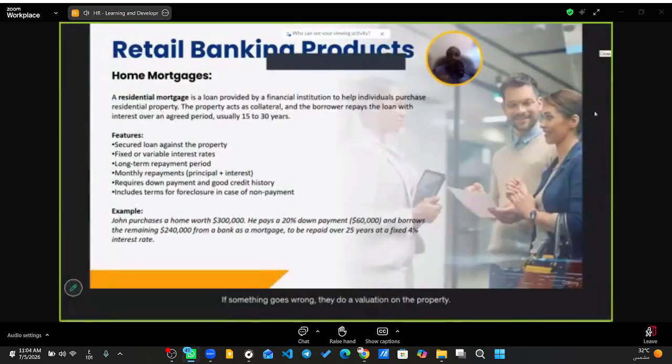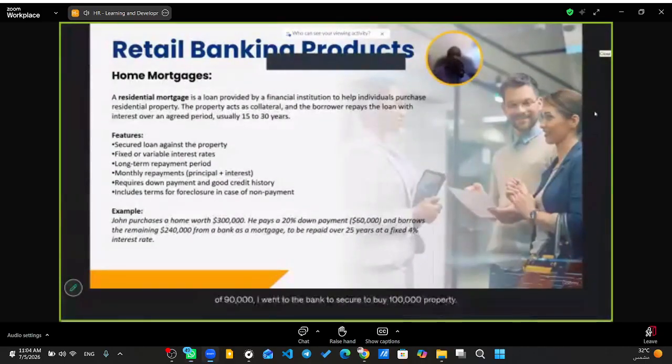If something goes wrong, they do evaluation of the property. They check to make sure there's nothing wrong, and things of that nature, and then they determine how much they are able to extend to you. So that loan is secured against the property. Secured loan against the property is fixed or variable interest rate. So the interest rate you pay, because you pay an interest rate on that.